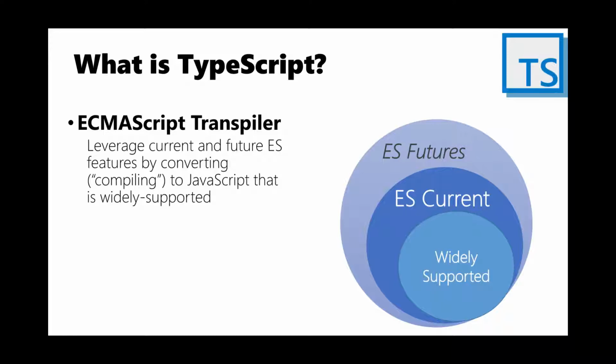We see these concentric circles right here, and the smallest one represents the circle of JavaScript features or ECMAScript features that are widely supported, widely available out in the wild today in most browsers. Outside of that, we have ES current, ECMAScript current.